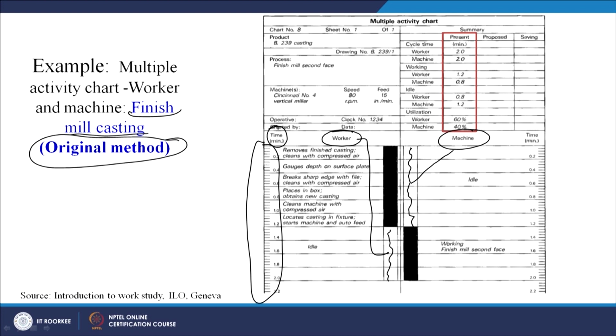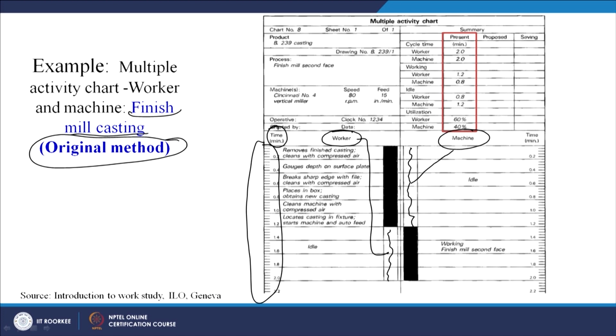Removes the finished casting, cleans with compressed air, gauges the depth on surface plate, breaks sharp edge with file, cleans with compressed air, places in box, obtains new casting, cleans machine with compressed air, locates the casting in fixture, starts machine and auto feed.